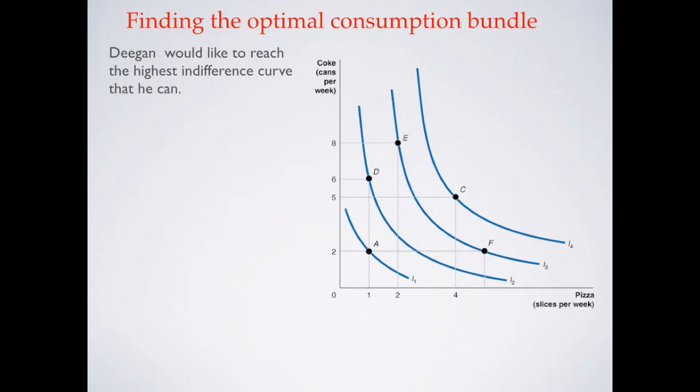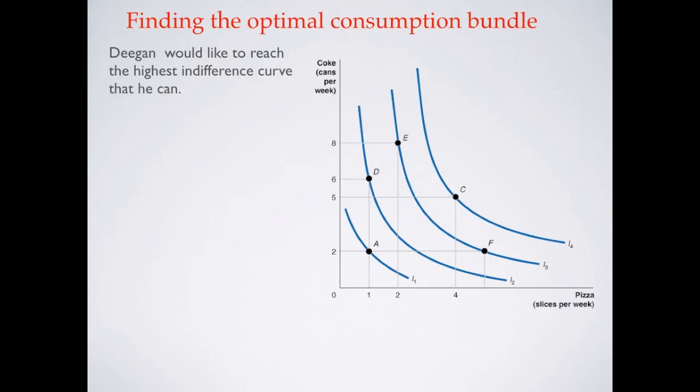Deegan is indifferent to a number of combinations between two products, pizza and Coca-Cola. In other words, he will receive the same satisfaction from different combinations, and so he is indifferent to which combination he receives. Deegan will try to gain the highest level of total possible utility given his budget constraints. With these various combinations, several indifference curves can be created.